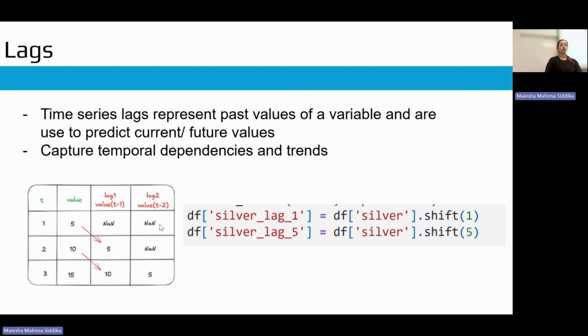Same thing here, a lag 2 just shifts everything forwards. And you can do this in Python via the shift function. So .shift(1) would just mean a t-1 lag variable, and a shift(5) would just mean a t-5.